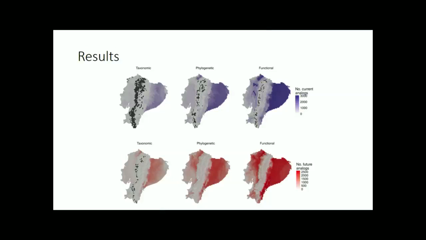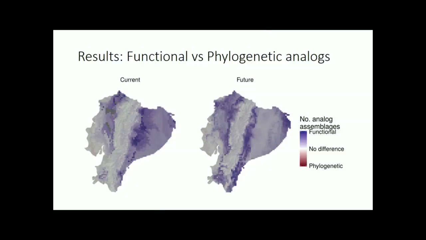And then we were interested in comparing the functional and phylogenetic, and we actually found that for 90% of the grid cells, there were always more functional current and future analogues, which suggests that functional diversity is much more resistant under climate change there.